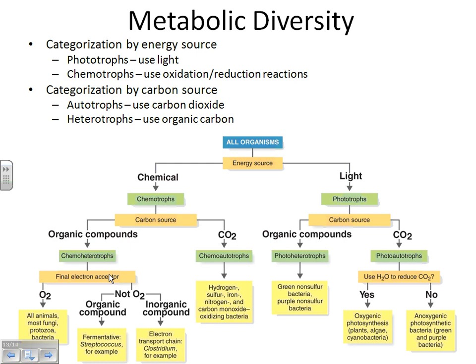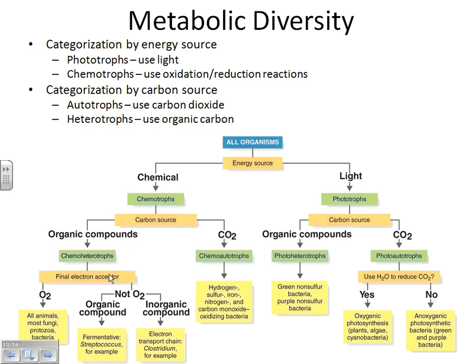What does photo mean? Light. What does chemo mean? Chemical. So that means all organisms on Earth make their energy one of 2 ways. They either use light to make energy or they use chemicals to make energy. What do you think you are? You're a chemotroph, right? You can't just go stand in the sunlight and energy happen, right? That doesn't make sense. Who is a phototroph? Plants, because they do photosynthesis. They can use light for energy. So that's the easy one, right?